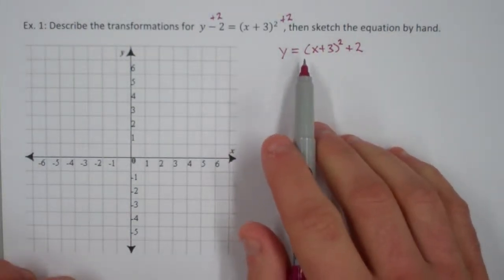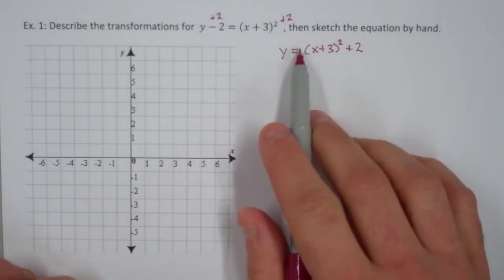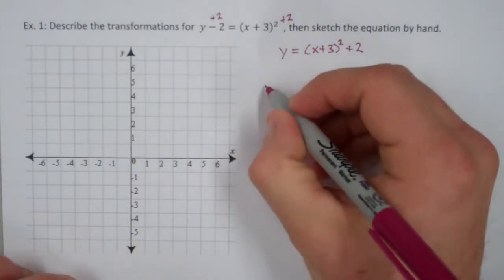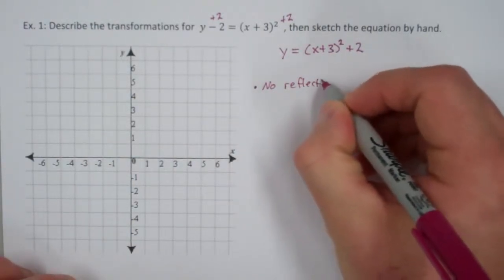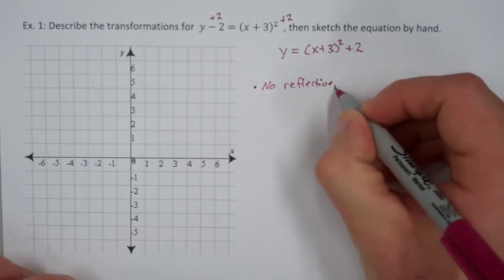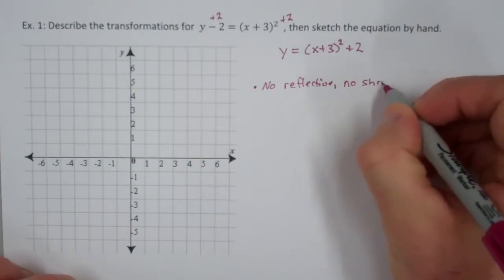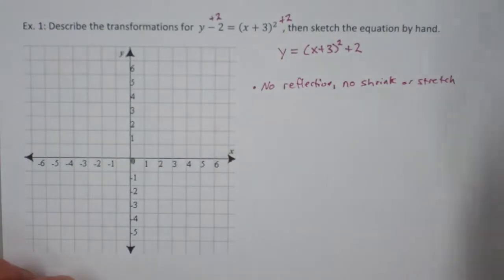You'll notice here that there is no stretch or shrink. It's not going to narrow or widen. A is 1, so nothing else is going on there, and there's no reflection. So we could say no reflection, and we could say no shrink or stretch. If you want to use the words narrow or widen, that's fine too.